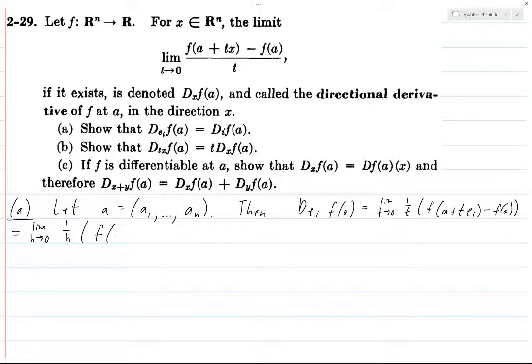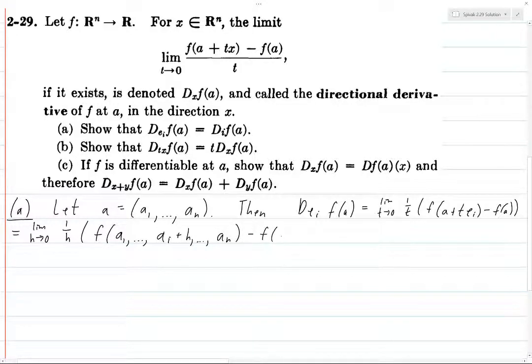So what we have here is that if we take a plus t times e_i, which here is going to be a plus h times e_i, then most of the coordinates are just going to be a_j, except for the coordinate i, which will be a_i plus h times 1, so it's just h. So it's going to be f of a1, and then once you get up to the ith coordinate, you get a_i plus h, and then you end at the nth coordinate.